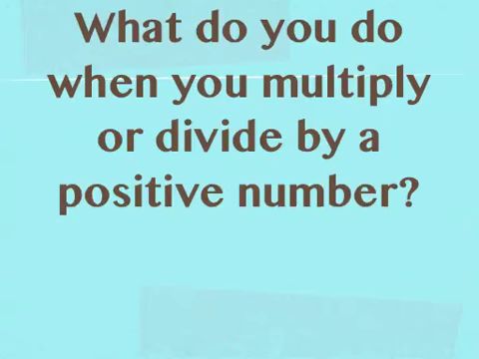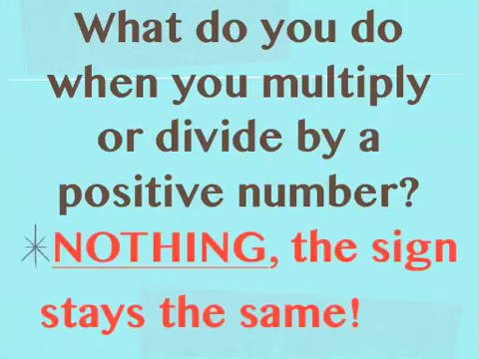So the question is, what do you do when you multiply or divide both sides by a positive number? And the answer is nothing, okay? The sign is going to stay the same. The inequality sign is going to stay the same when you multiply or divide by a positive number. It's when you multiply or divide both sides by a negative number that it flips.